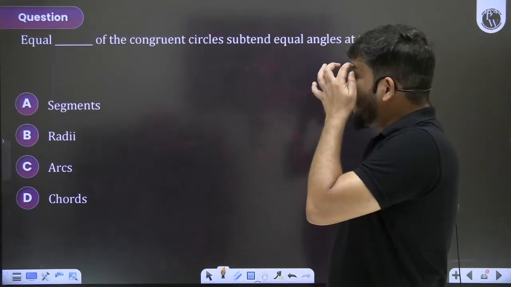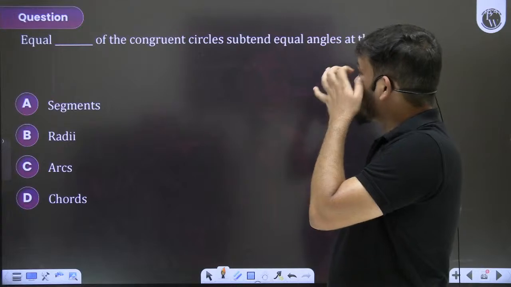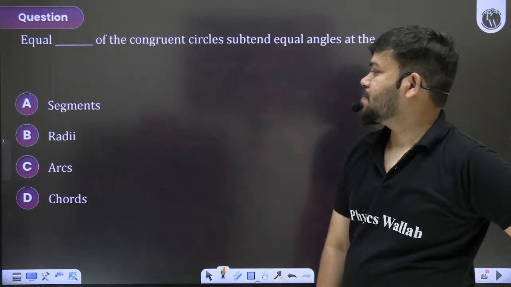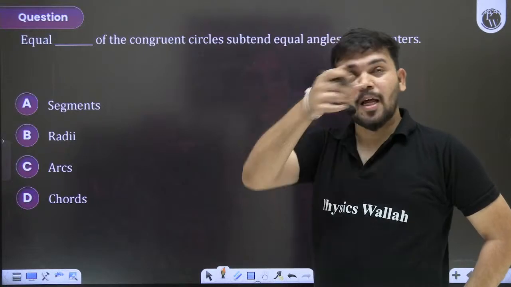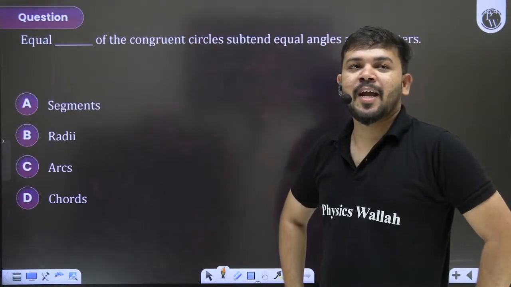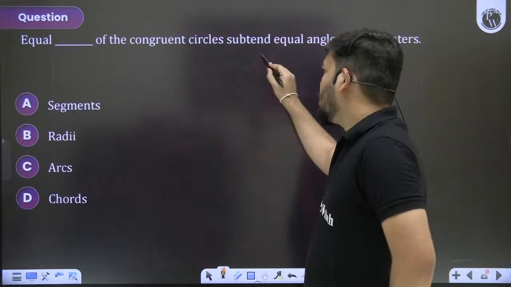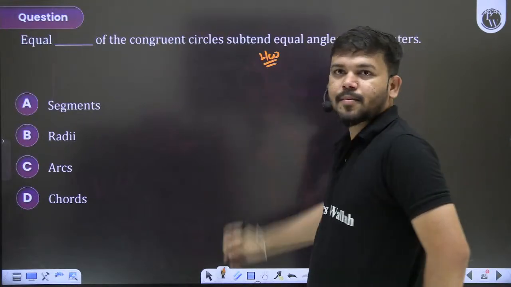Right? Equal dash of congruent circles subtend equal angles at the center. Tell me what's your answer. Radii will be equal, or chords are equal, segments are equal, arcs are equal. Let me know in the comment section what's your answer.